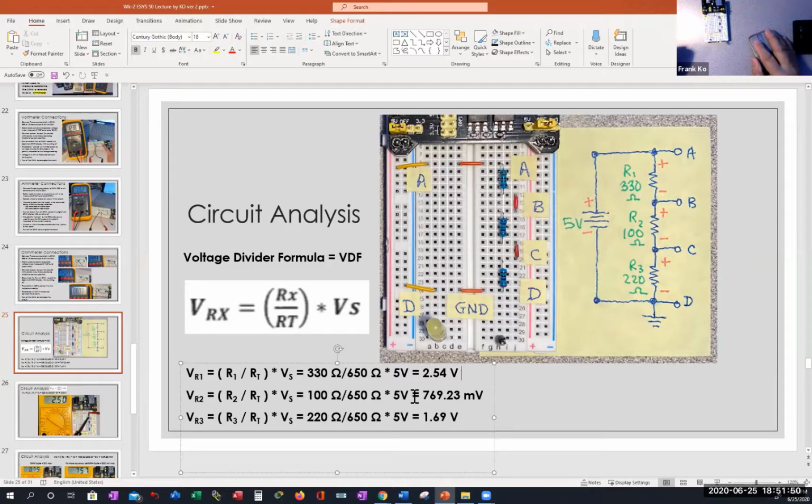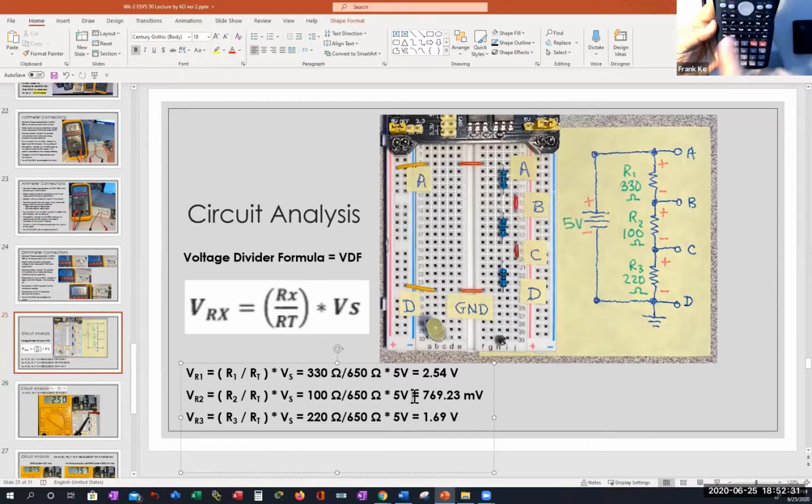Now, the next one is more interesting. R2 divided by R total. So clear your calculator and now do 100 divided by 650. That gives you some scientific thing, which you will fix by hitting your engineering key. Oh, sorry. I got too excited. Backup. 100 divide by 650 times 5 volts. Boom. All right.